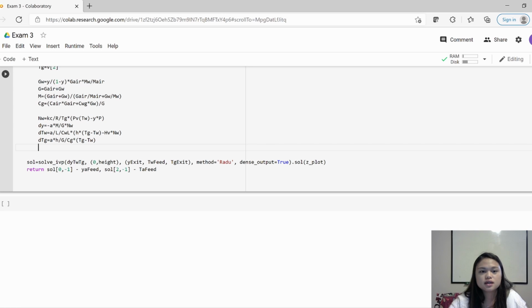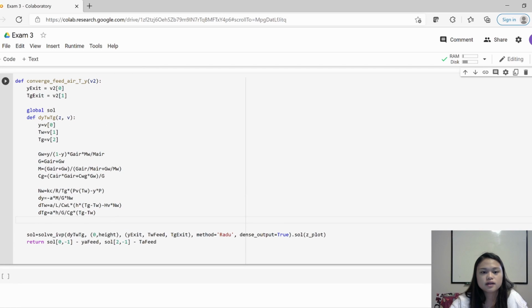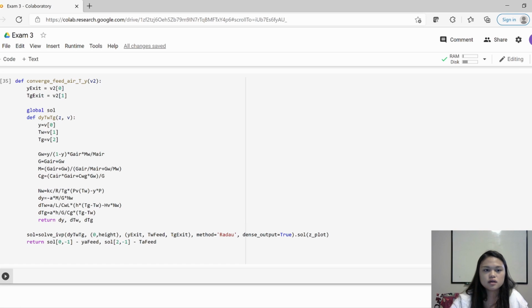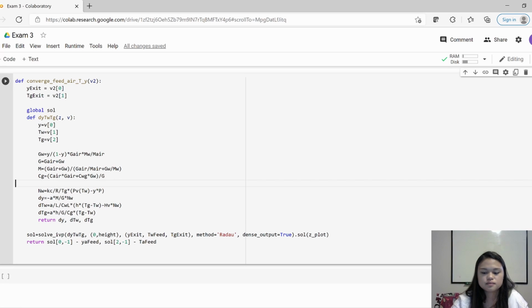So now what I need to do is execute this root finding. But first I misspelled this, and that's Radau. And then I forgot to return the values for this function within it. So I want to return the dy, dtw, and dtg. So those derivatives that we want. And then, okay, so now I think we're, well, let me shift enter.